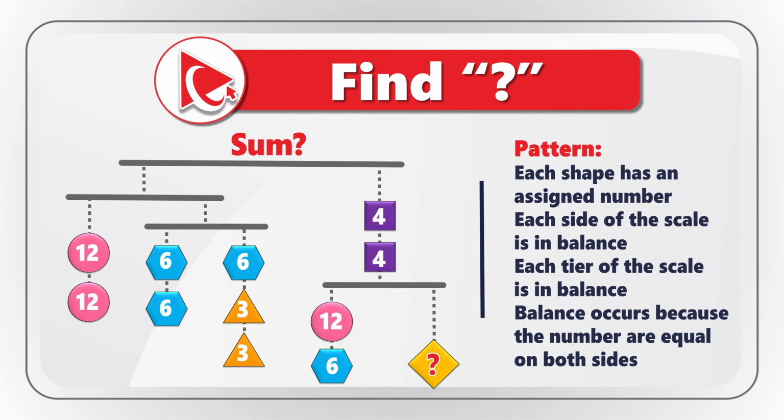We're presented with a multi-tier scale, and this scale has 4 tiers: Tier 1, Tier 2, Tier 3, and Tier 4. The scale remains in balance because values on the left side and on the right side are equal, and the values are represented by the total of numbers inside of each shape. For example, circle has number 12, hexagon has number 6, triangle has number 3, and square has number 4.